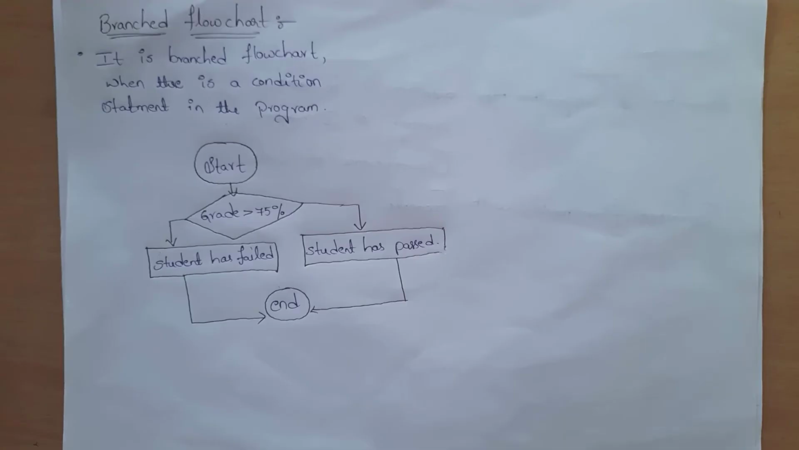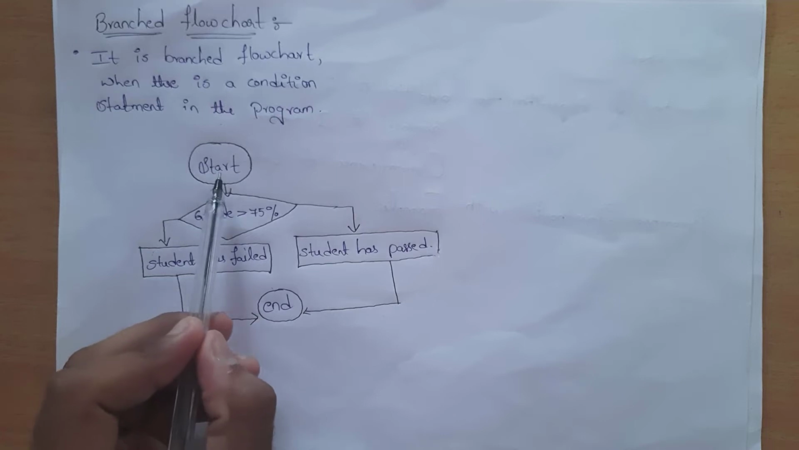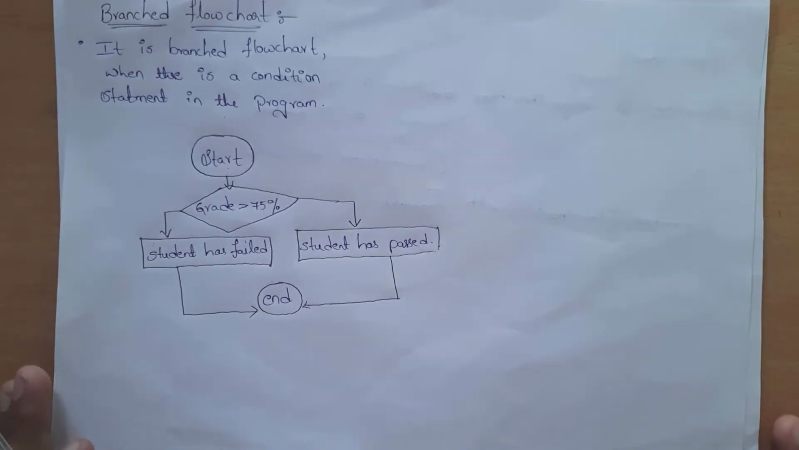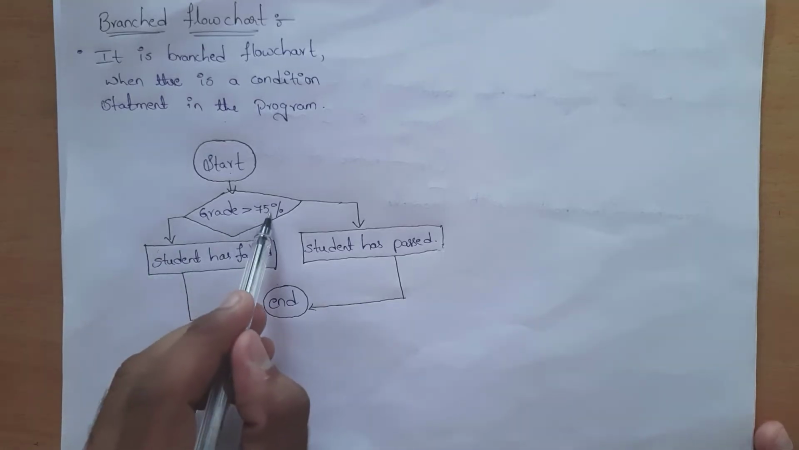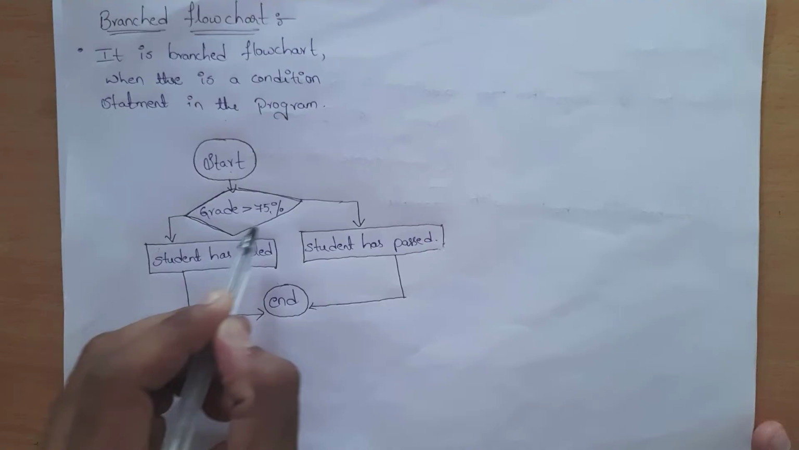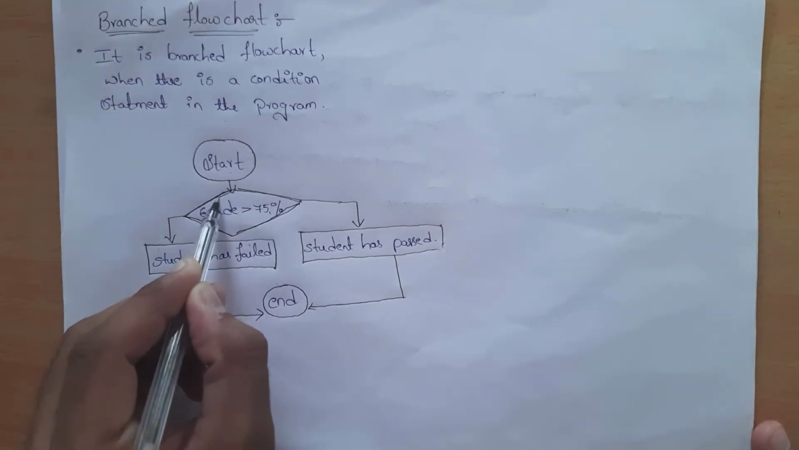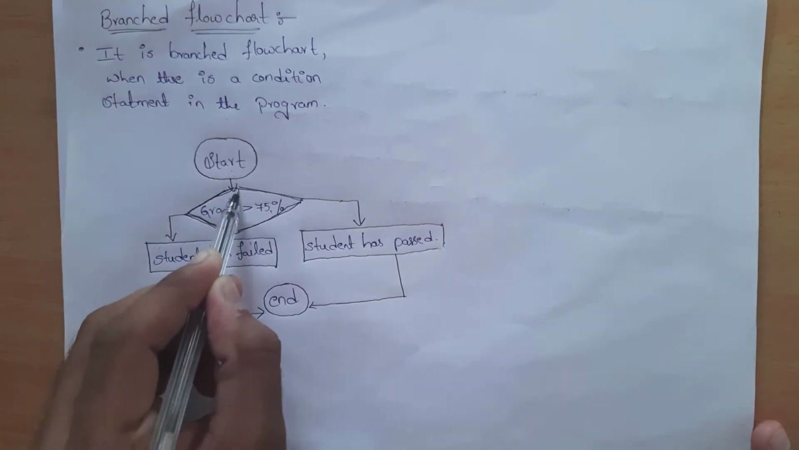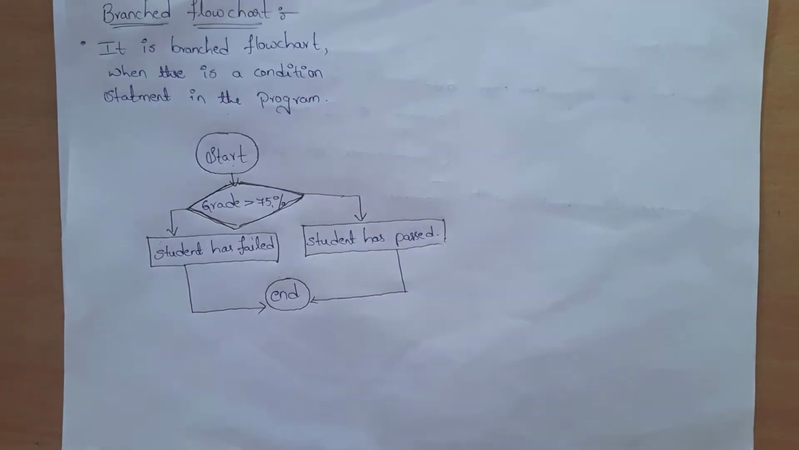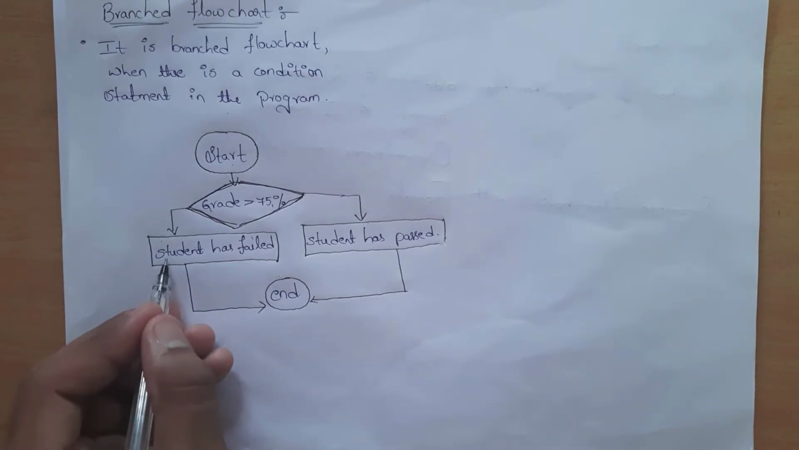Next, I will explain what is branched flowchart. If we use conditional statements inside our flowchart, then we call it as branched flowchart. This is an example. Here I have written start. We need to write start in ellipse. After that, I have written grade greater than 75. This is conditional statement. So we need to write this in rhombus. Whenever you use conditional statement in our flowchart, we call it as branched flowchart. If condition is true, then this statement will be executed. If condition is false, then this statement will be executed.